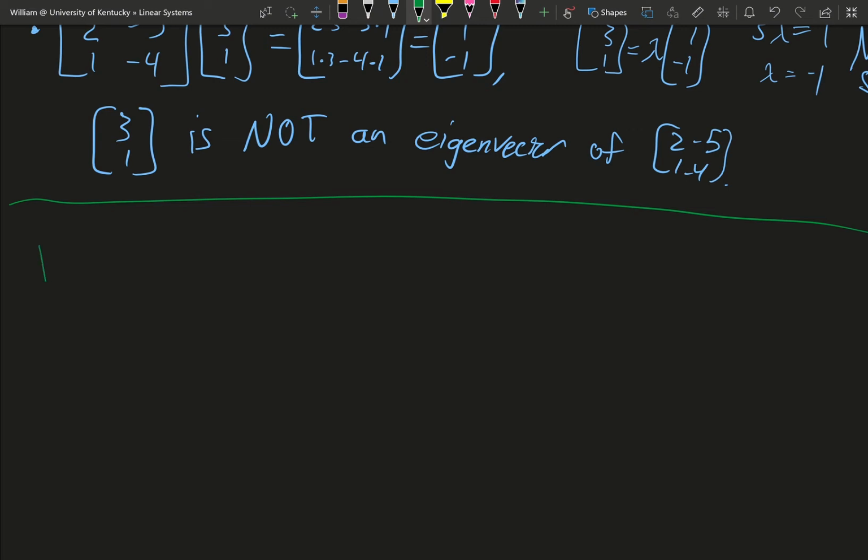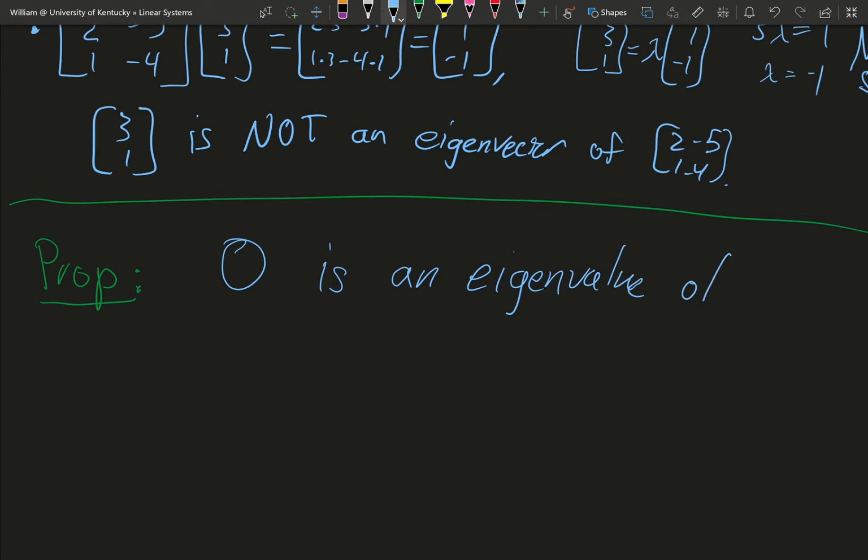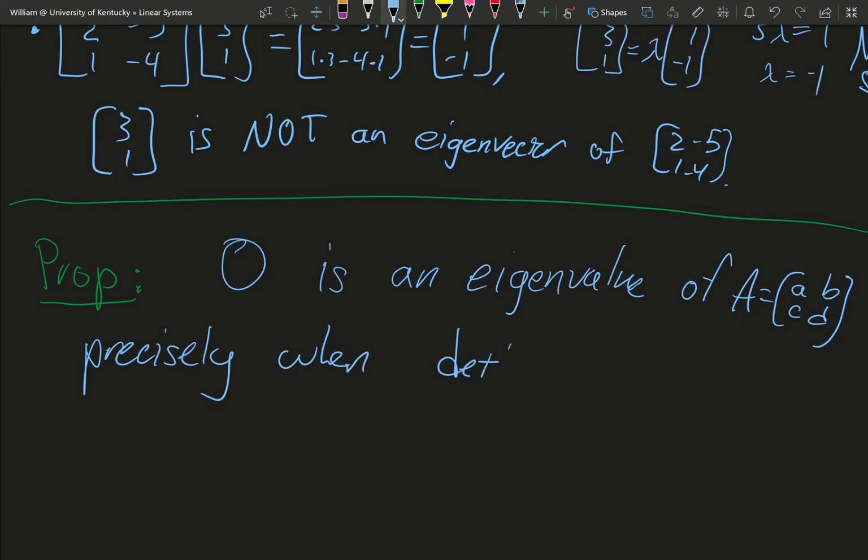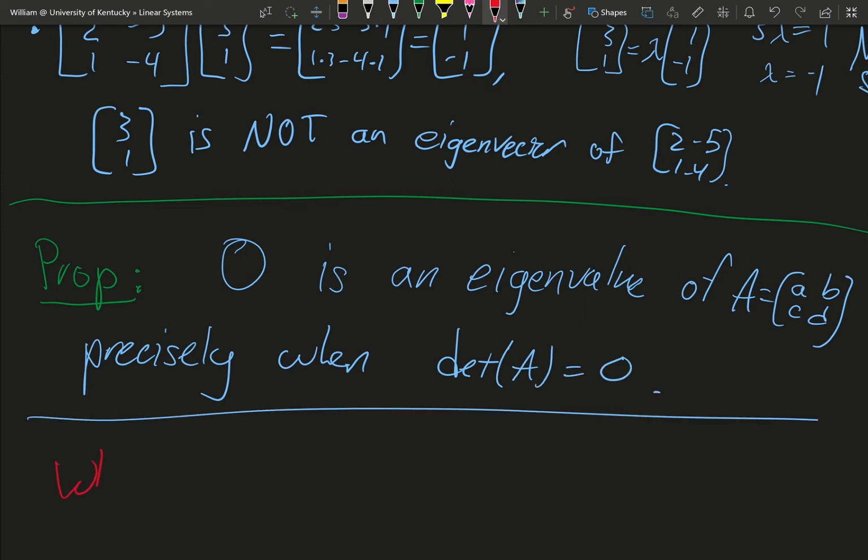Okay, so one thing to note: 0 is an eigenvalue of our matrix A precisely when the determinant of A is equal to 0. And again, the question is why?